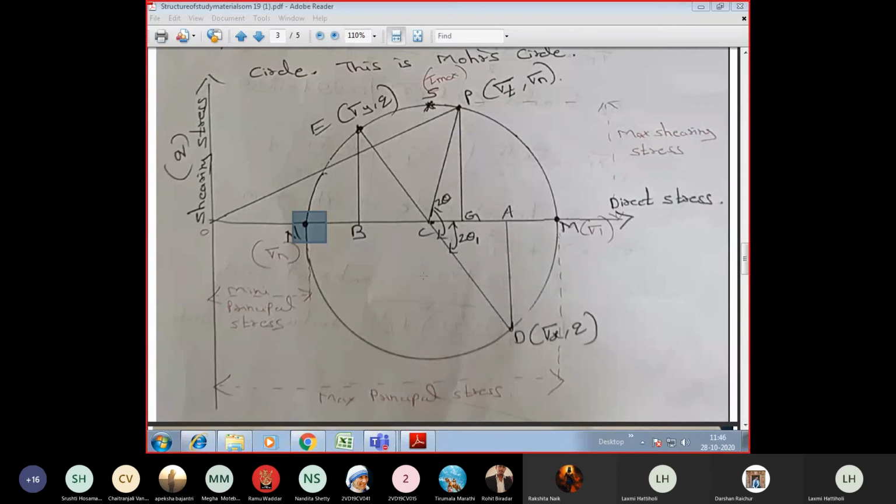Sigma. Do you remember that? Sigma n. Oh, sigma n is normal stress. I'm talking about maximum principal stress, minimum principal stress. You used to determine it, right, in numerical examples. Sigma n is normal stress. Sigma t is tangential stress. What about maximum principal stress and minimum principal stress?